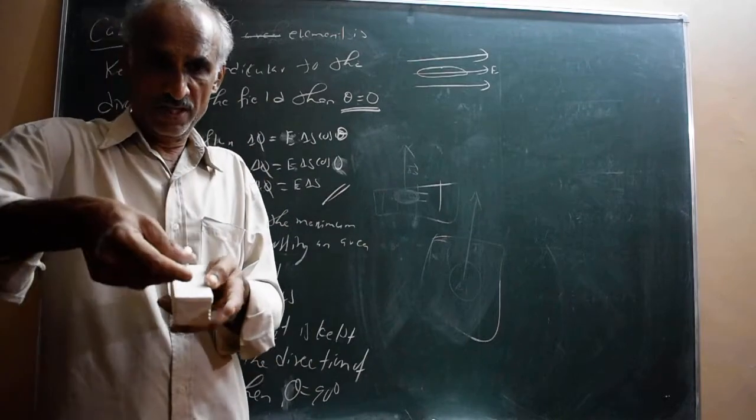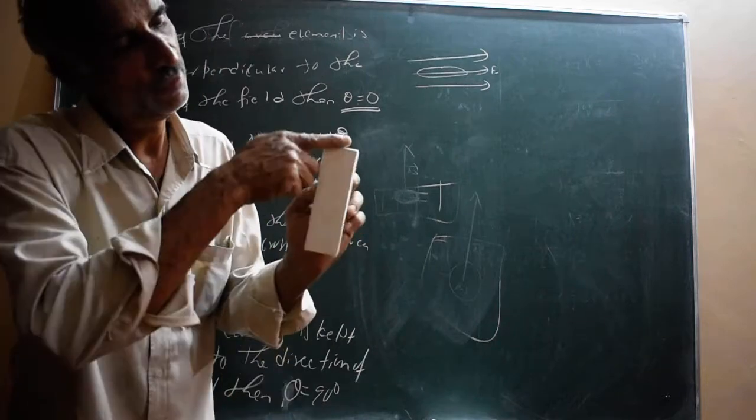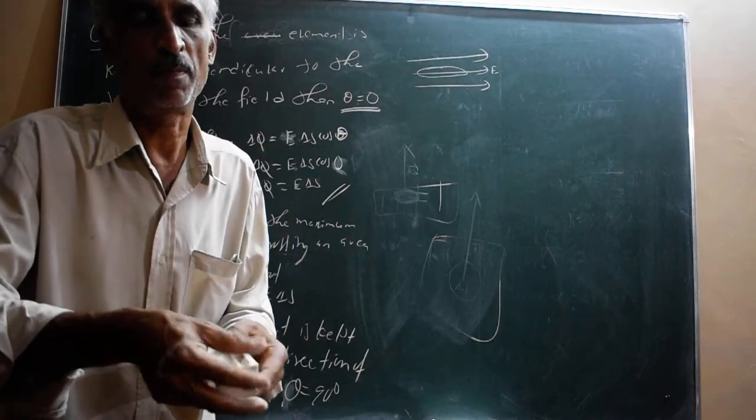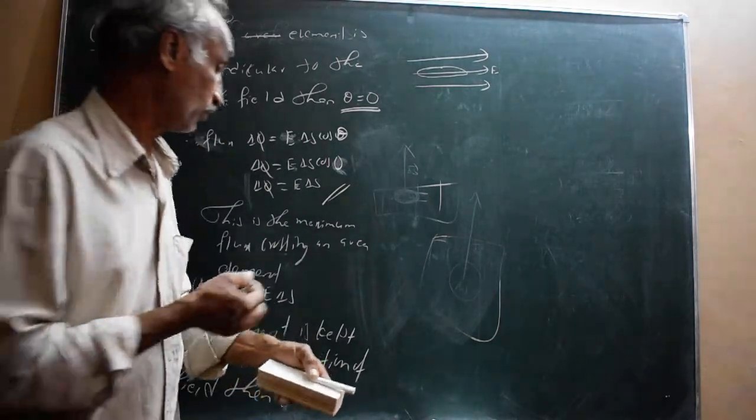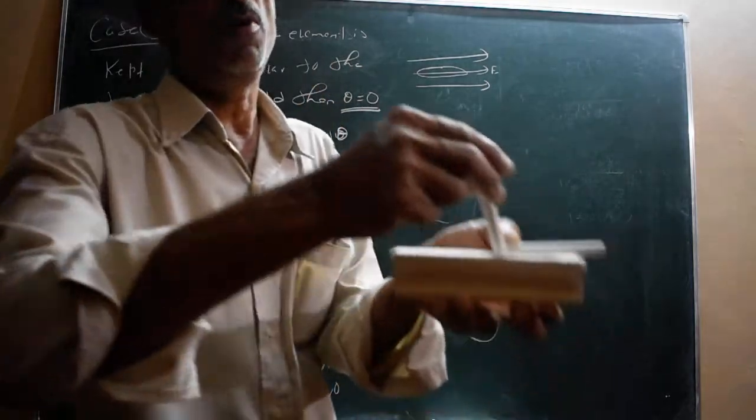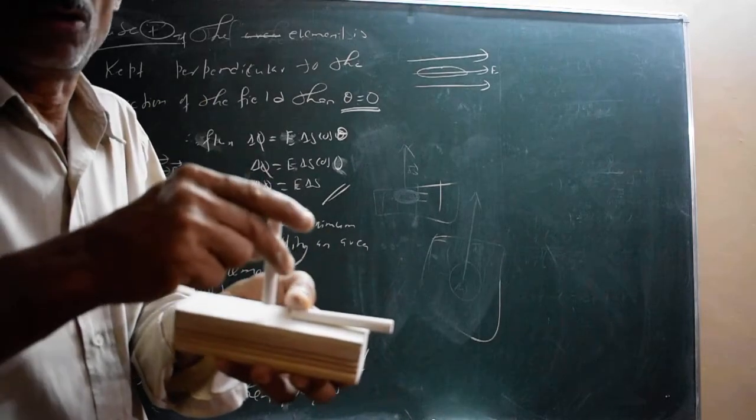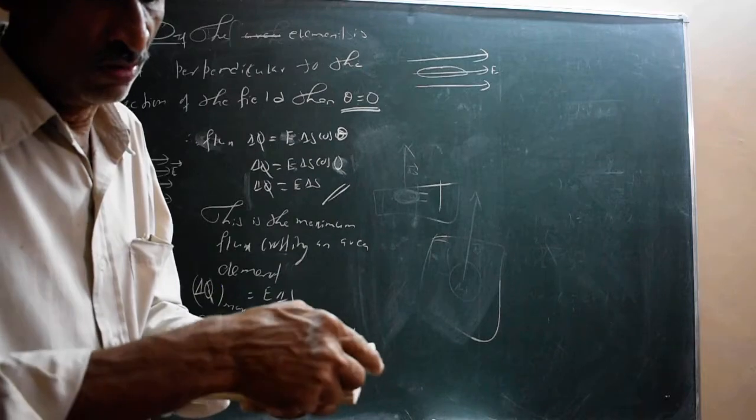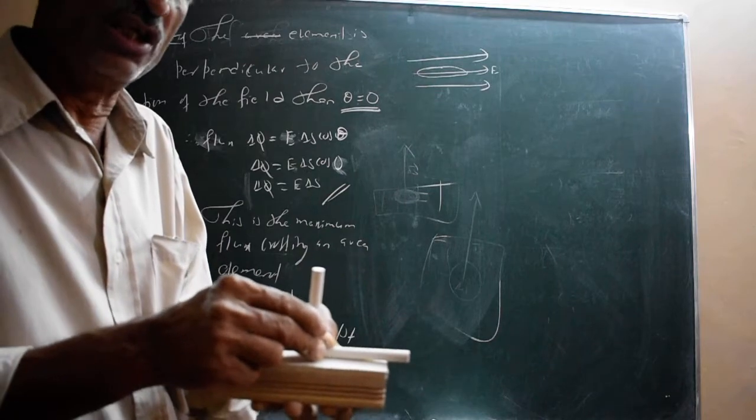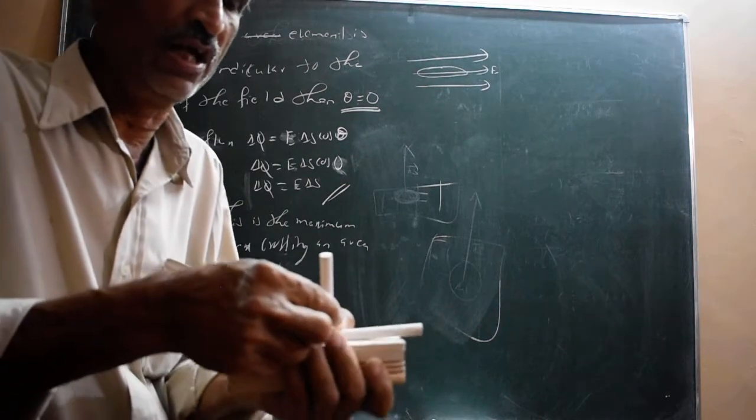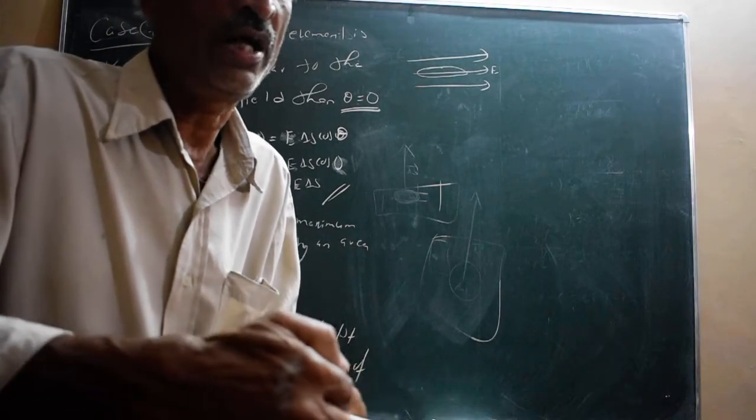This is the direction of the field, and the element is also kept parallel. That means the surface of the element is kept parallel to the field. Then what is the angle? Theta is the angle between the normal to the surface of the element and the direction of the field. In the flux case, it is E into delta S into cos theta.